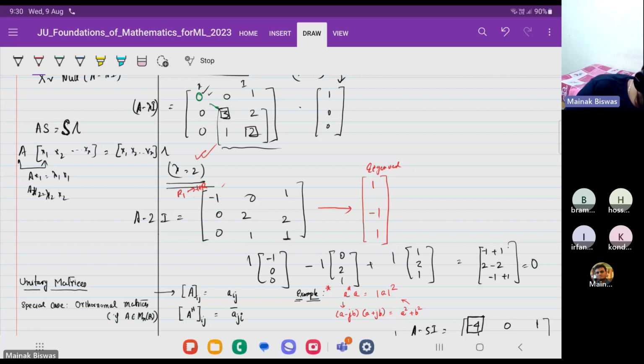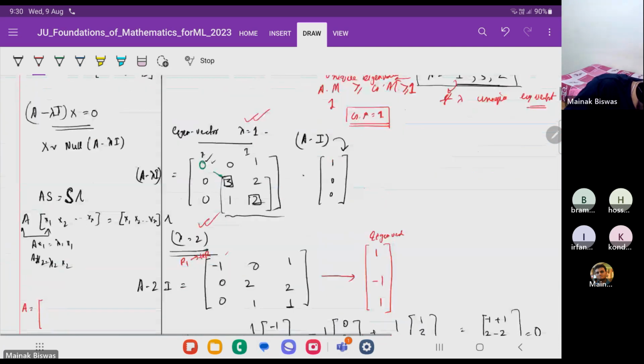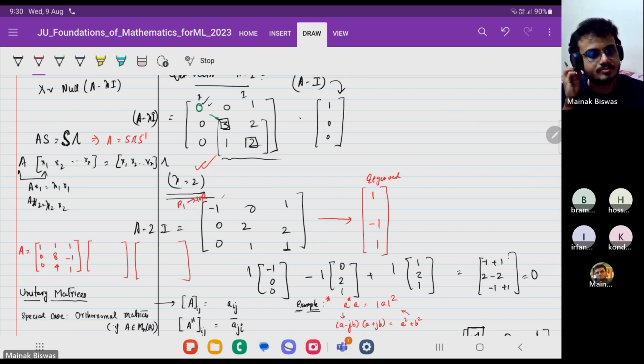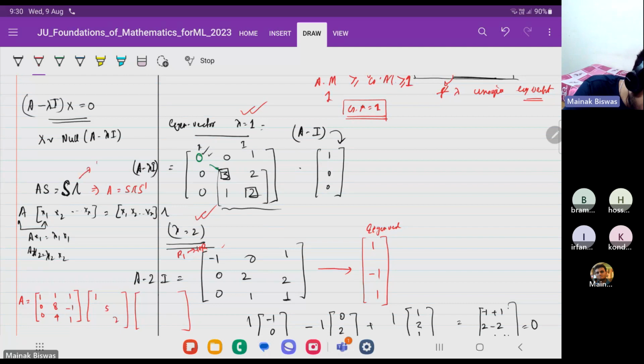So what would be my decomposition? Tell me. So my A matrix, I'll be putting 1 0 0, 1 8 4, 1 minus 1 1. What is my lambda matrix? These are the eigenvalues, 1, 5, 2, right? These eigenvalues will be along the diagonal, corresponding to the eigenvectors.